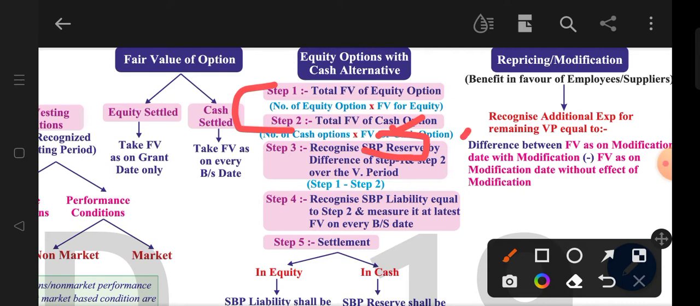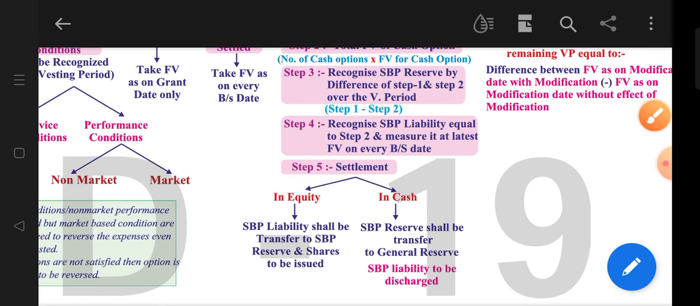Okay, but recognize the share based payment reserve by identifying the difference between step 1 and step 2 over the vesting period, and recognize the share based payment liability equal to step 2, measured at the latest fair value as on each balance sheet date. Normally, equal to step 2 means whichever is lower, for that we create the share based payments liability as we normally do. Okay, as on the vesting date, for the excess amount we create the share based payment reserve, and then for the normal 10000 amount, we are creating the share based payments liability.